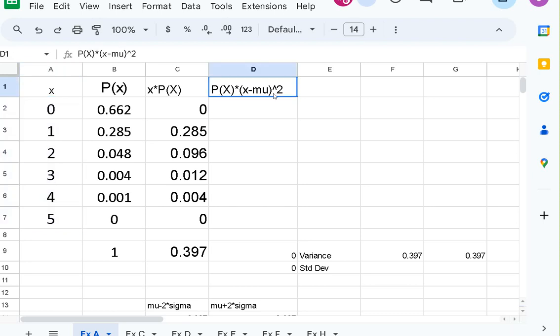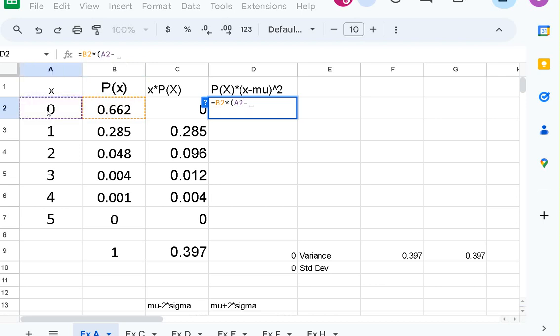So here's the formula I need to type in. I need P of x times x minus mu squared. All your Google Sheets commands start out with equals. P of x, that's column B. Need to hit the times key, so that's shift 8. And then a parenthesis. Where should I go for my x? Column A. Minus mu.